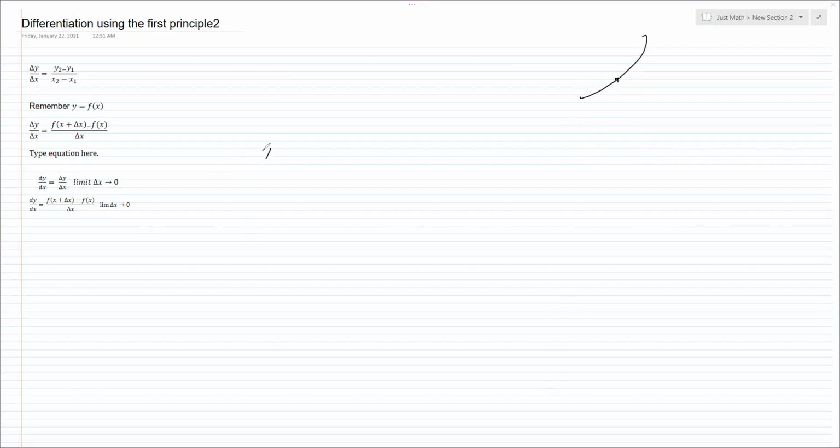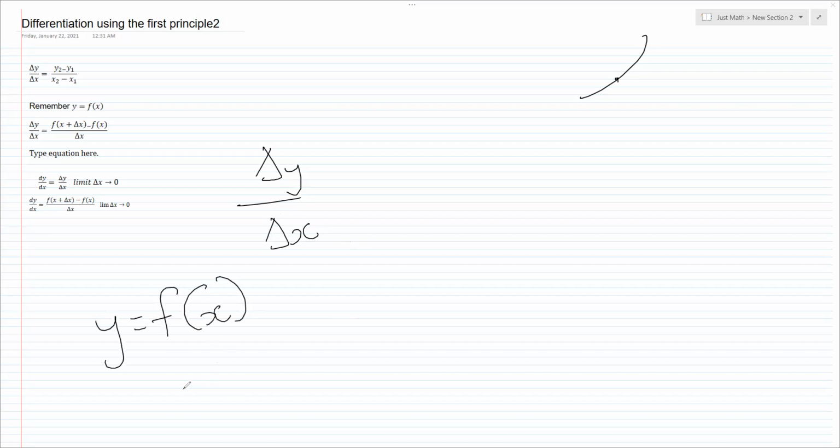Now, delta y over delta x. Remember, y is a function of x, meaning the value of y depends on the value of x. So let's say we have an equation 2x plus 3. If x is 1, y will be 5. If x is 2, y will be 7. So the value of y depends on the value of x.